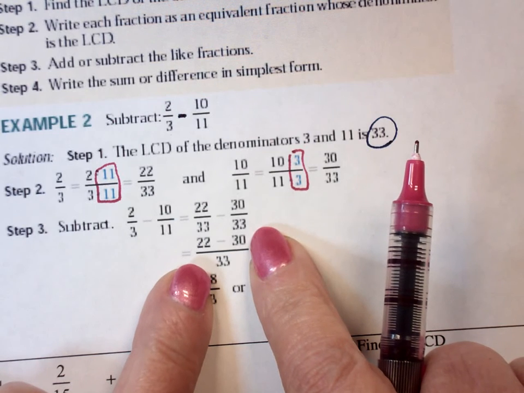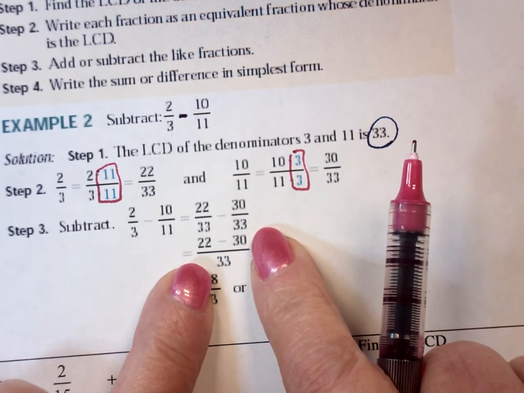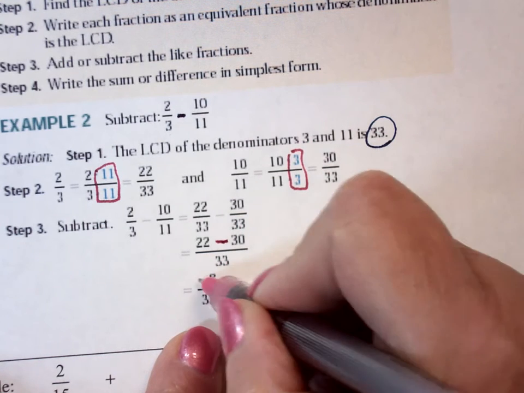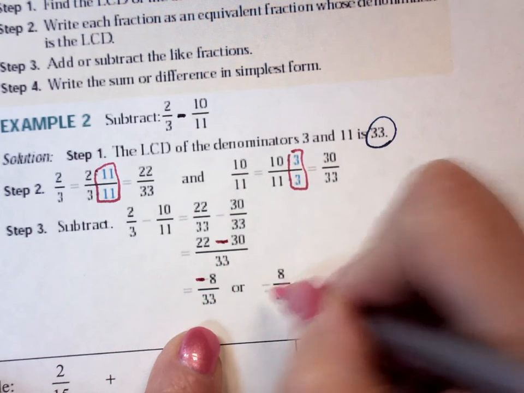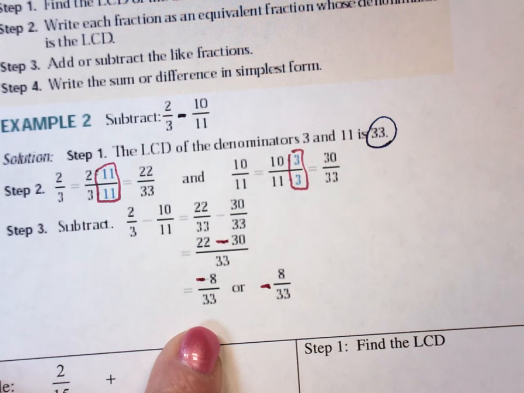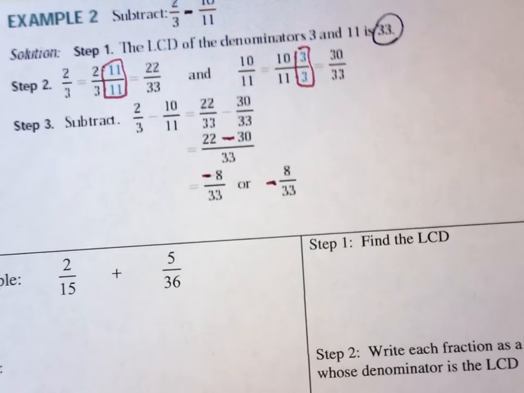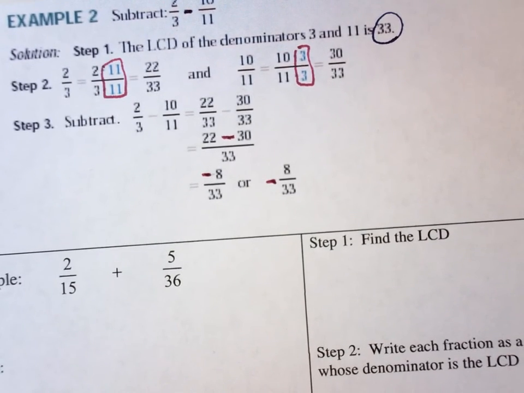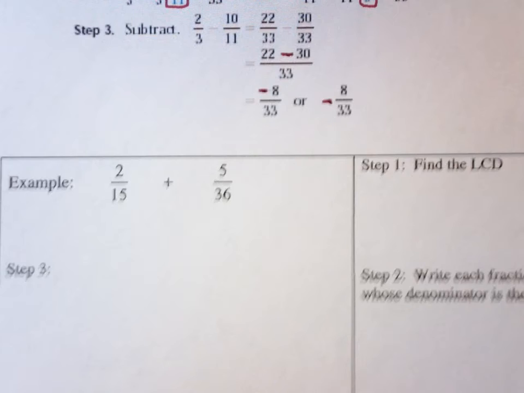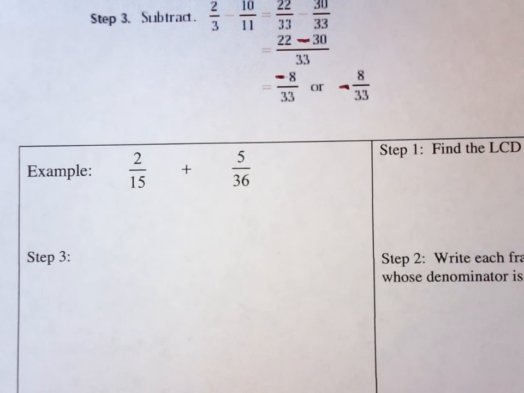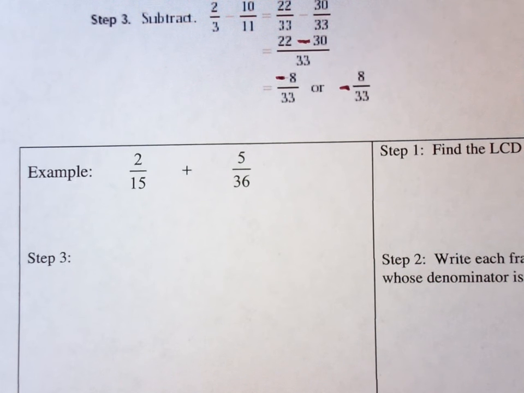Now I'm counting how many 33rds I have. The denominators are the same. I just subtract the numerators. So this is going to come out to be negative 8 over 33. That's how it works with arithmetic. So dealing with arithmetic again, to make the problem a little bit harder, I want to add 2 over 15 plus 5 over 36.